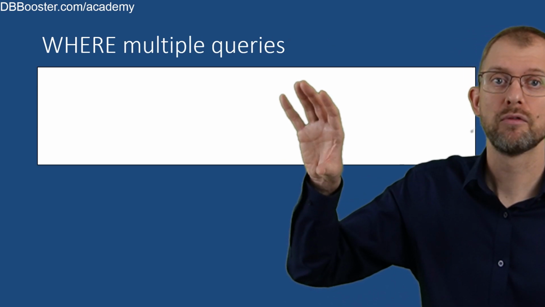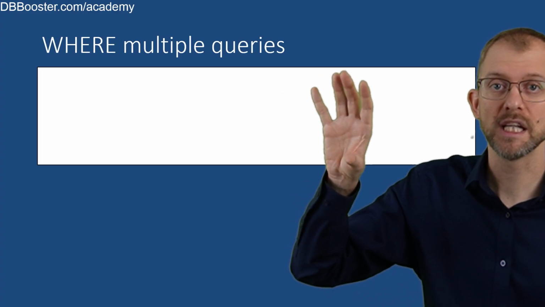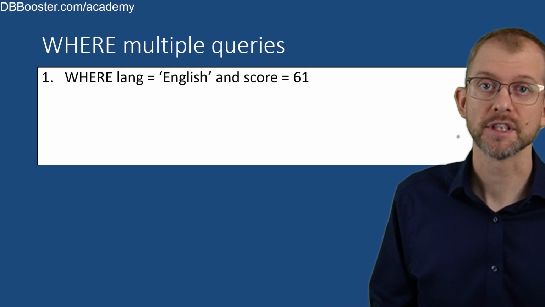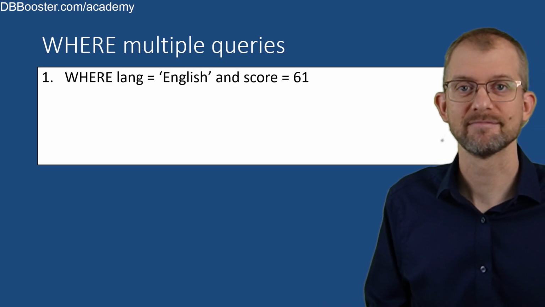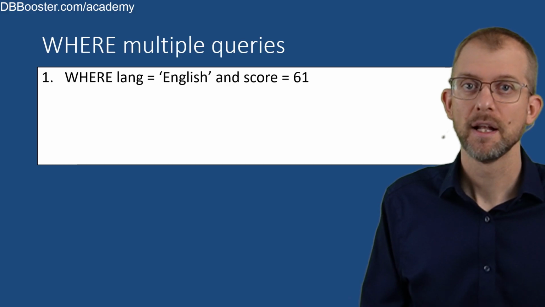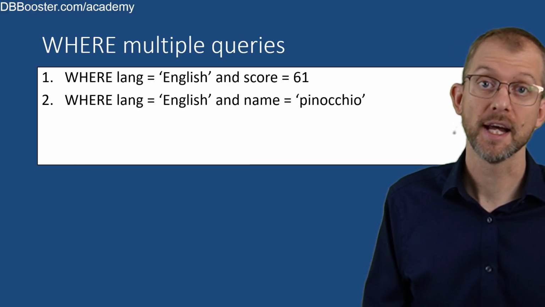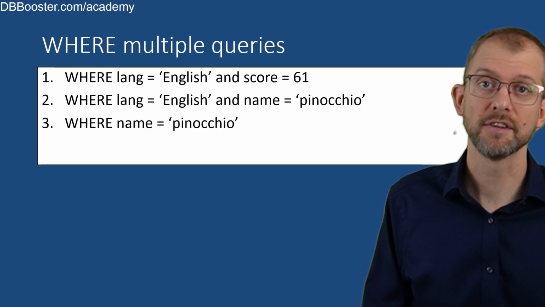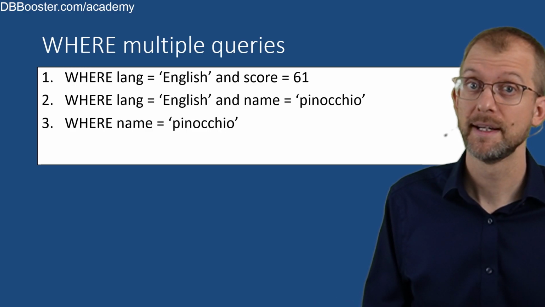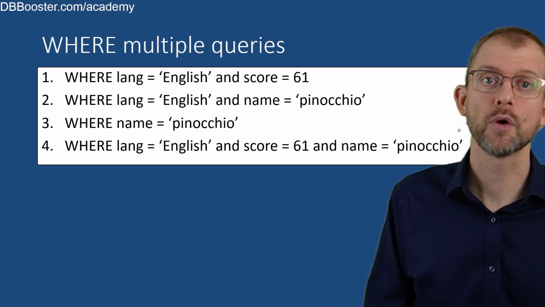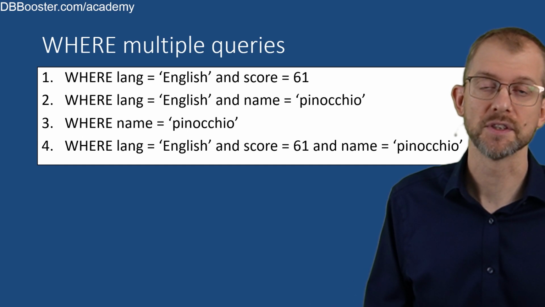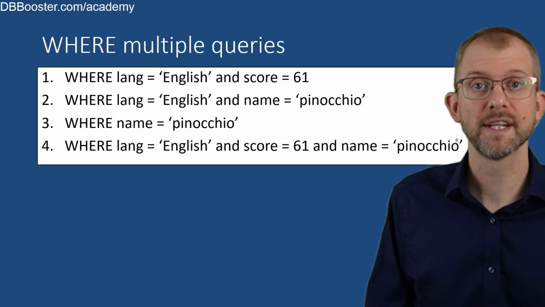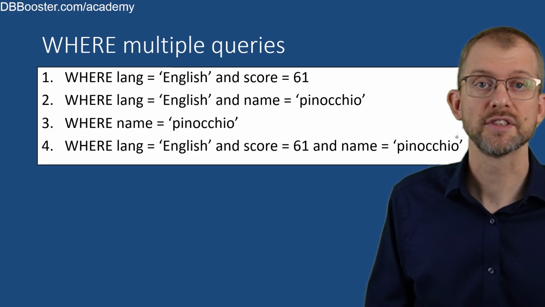Let's look at these 4 where clauses with only equality conditions. 1. Language equals English and score equals 61. 2. Language equals English and name equals Pinocchio. 3. Name equals Pinocchio. 4. Language equals English and score equals 61 and name equals Pinocchio. Our goal is to support all of them efficiently with the fewest indexes.